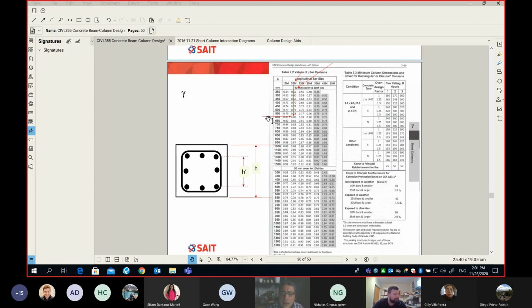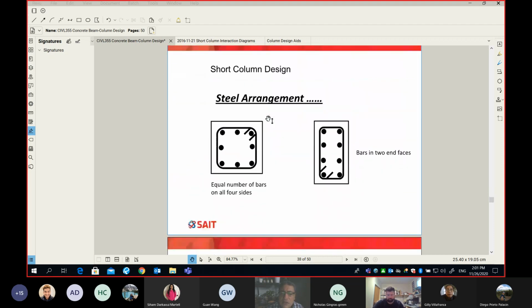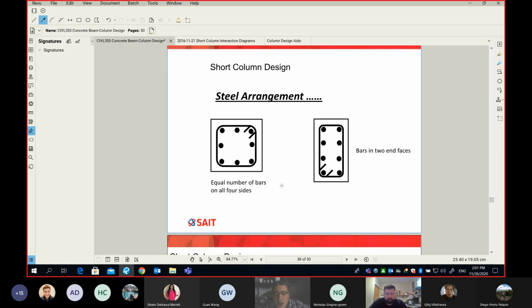Okay. Now, one more thing that affects our design, which is the rebar layout. So we have two rebar layouts. One is by adding the rebar on two opposite faces, and the other one is by adding rebar all around the column. I would say this one here is the most common one.